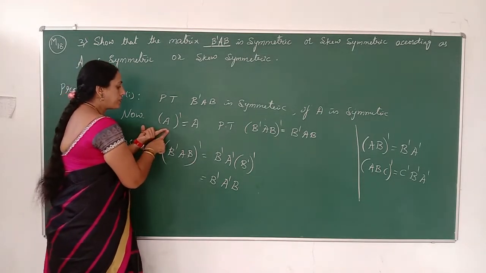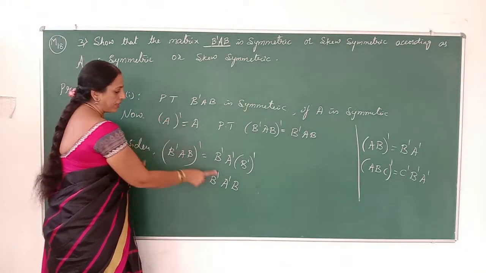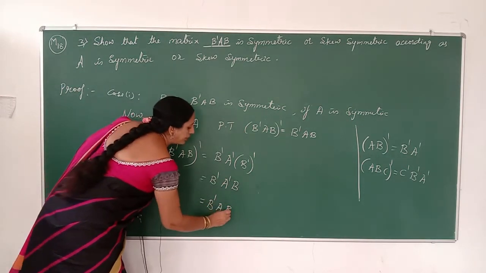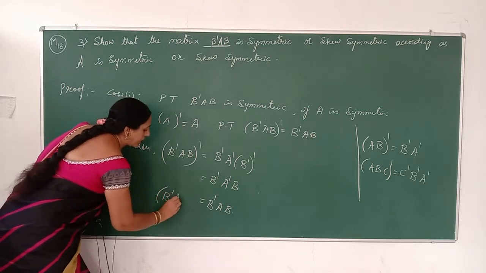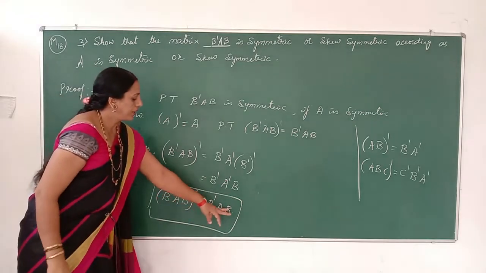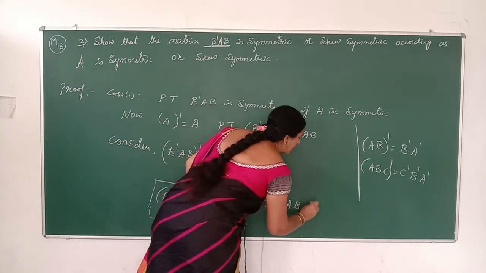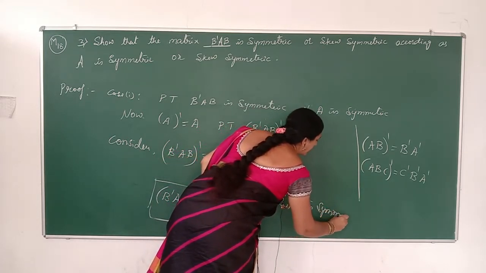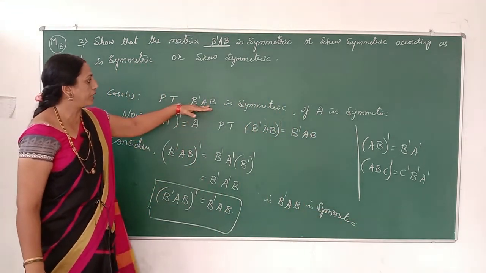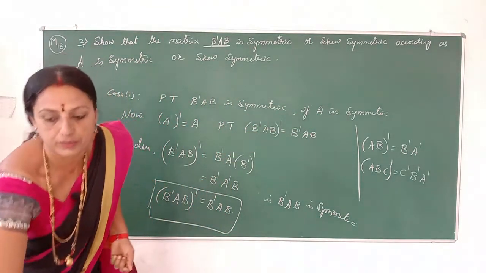After that, since A is symmetric, A dash can be written as A. By using that result, B dash, A dash is nothing but A into B. Therefore, B dash AB whole dash is equal to B dash into A into B. It means B dash AB is symmetric. Using this condition, we now also prove that it is a skew symmetric matrix if A is skew symmetric.